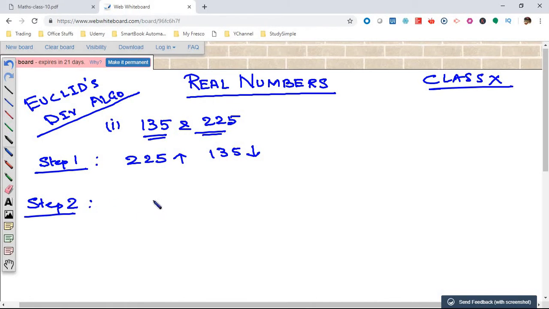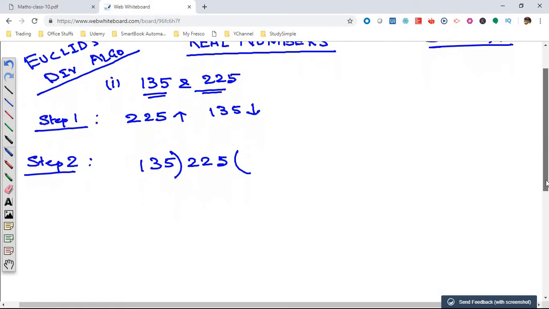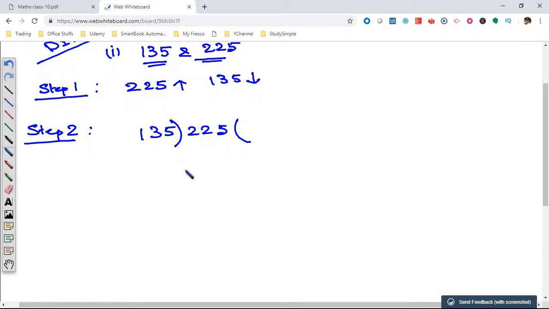2: we will divide 225 by 135. The number which is smaller will be the divisor and the number which is larger will become the dividend. Okay, so let's start with 135. This becomes 1, it's 135. Okay, it's 0 and 90.